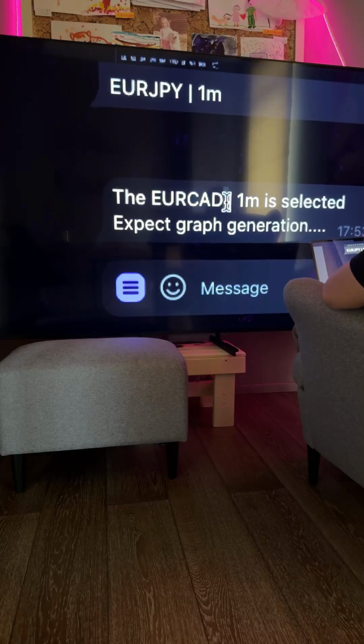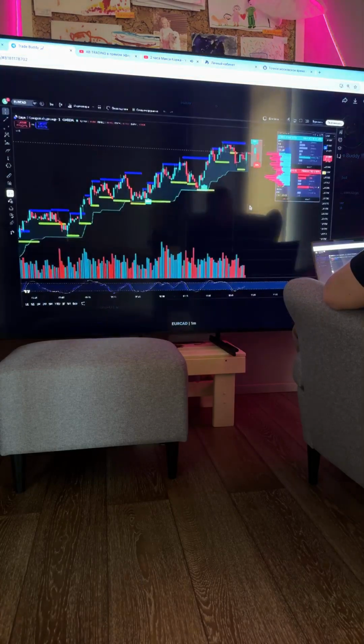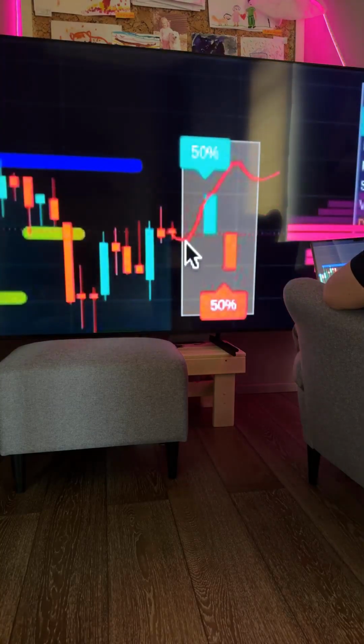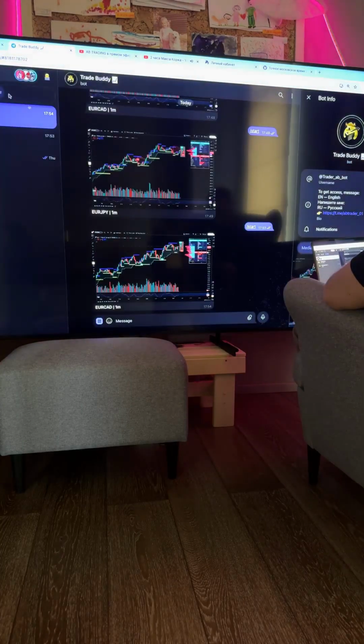Euro Canadian dollar, EUR CAD. Oh, we continue to wait. Here is the signal right here. Oh, and look, the signal is going up. I would have opened up as well, but here it's 50-50. I don't like to enter when it's 50-50.